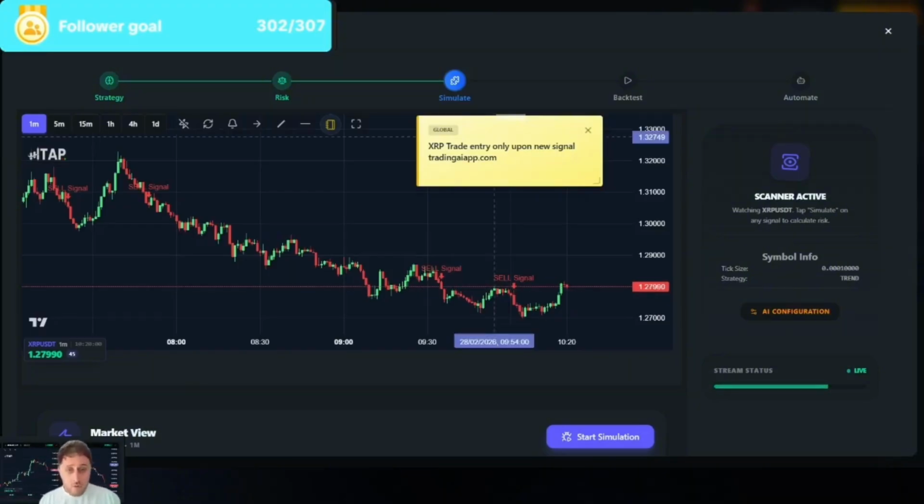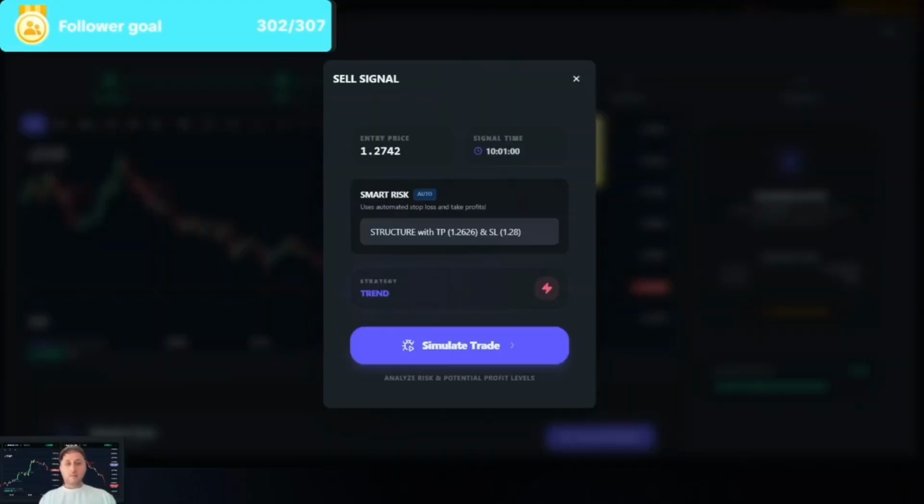Okay, the most recent signal was at 10 o'clock. Right now it's 10:20, so it was at 10 o'clock. And the entry was at 1.2742. That was for XRP. The take profit level is 1.262. That's dynamic, and 1.28 is the stop loss.